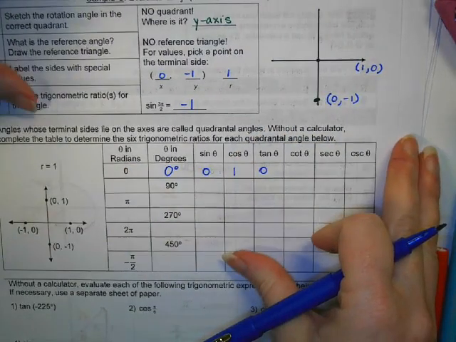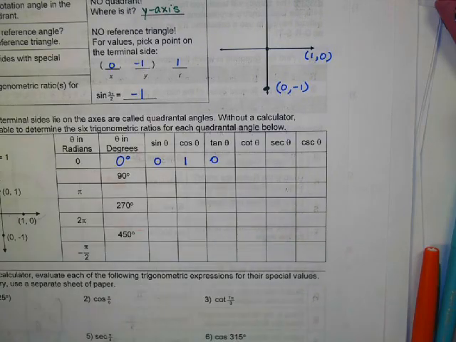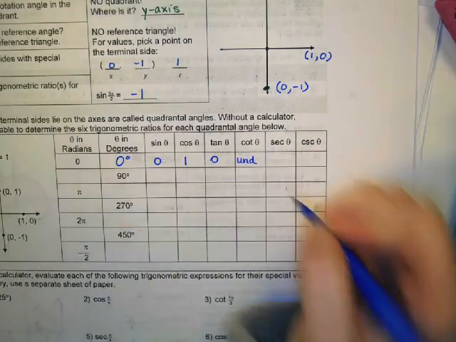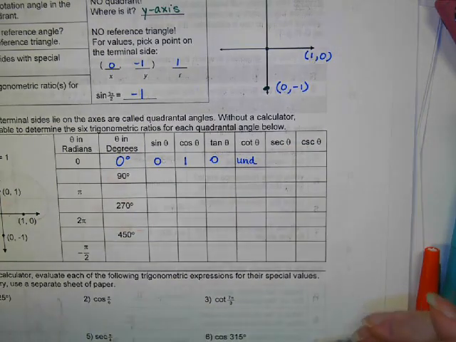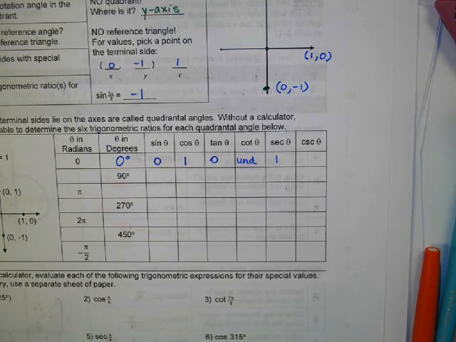Cotangent is tangent flipped over. So tangent was 0 over 1. Cotangent would be 1 over 0. What's the problem with that? You can't divide by 0. So cotangent at that place is undefined. And in a week or two, you'll see why it's undefined. Secant is cosine flipped over, so it's still 1. All right, we will start there tomorrow.